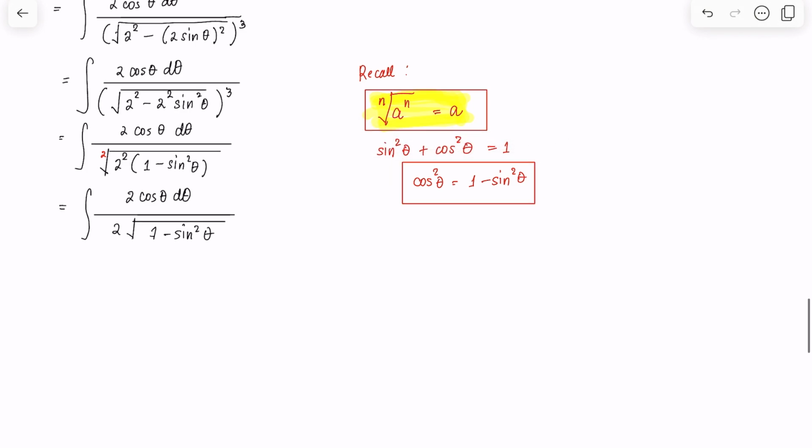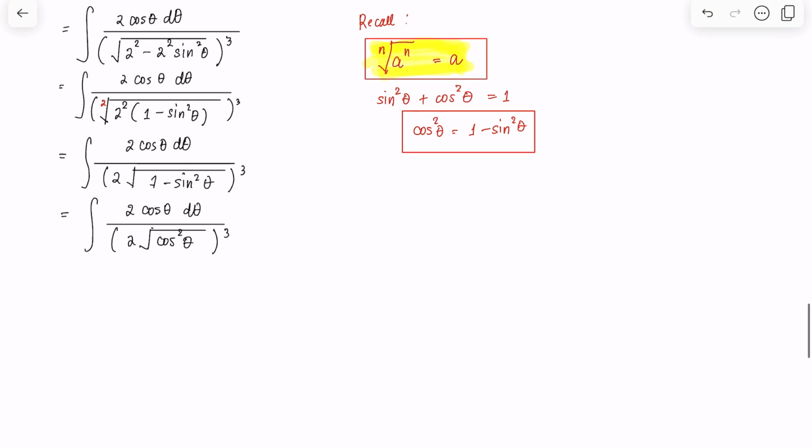So that means our integral will look like this: 2 cosine theta d theta, and then we get 2 square root of cosine squared theta. Alright. Okay, I actually missed something here. I'm going to correct myself. I forgot that everything is actually raised to the power of 3, so be careful in doing that. This is raised to the power of 3, and this is raised to the power of 3.